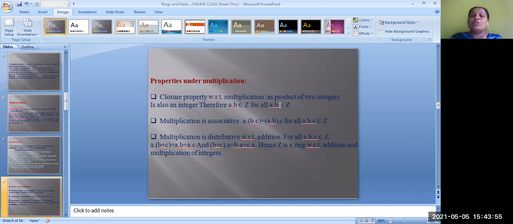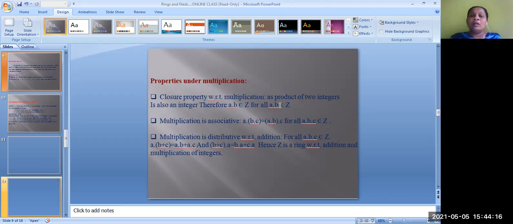Next, the distributive law. The distributive law is nothing but A into (B plus C) is equal to A into B plus A into C, and (A plus C) into A is equal to A into B plus C into A. Hence, Z is a ring with respect to addition and multiplication of integers. So all the properties are satisfied by these.